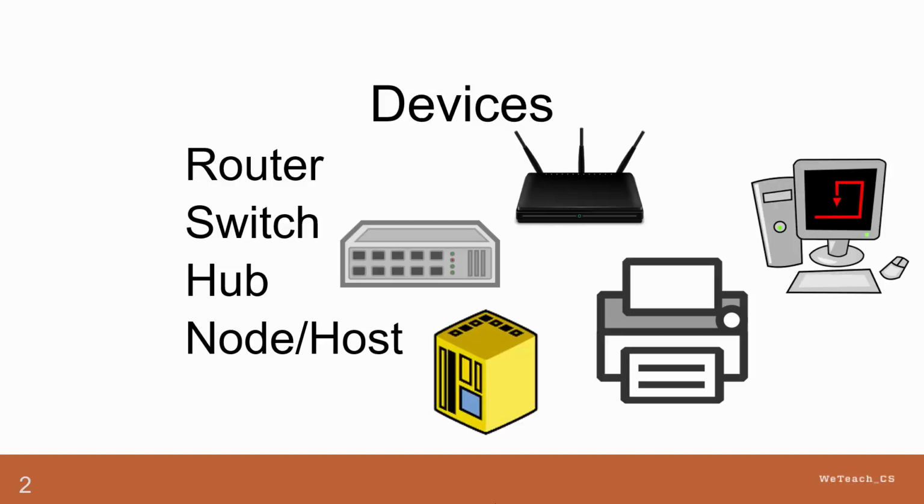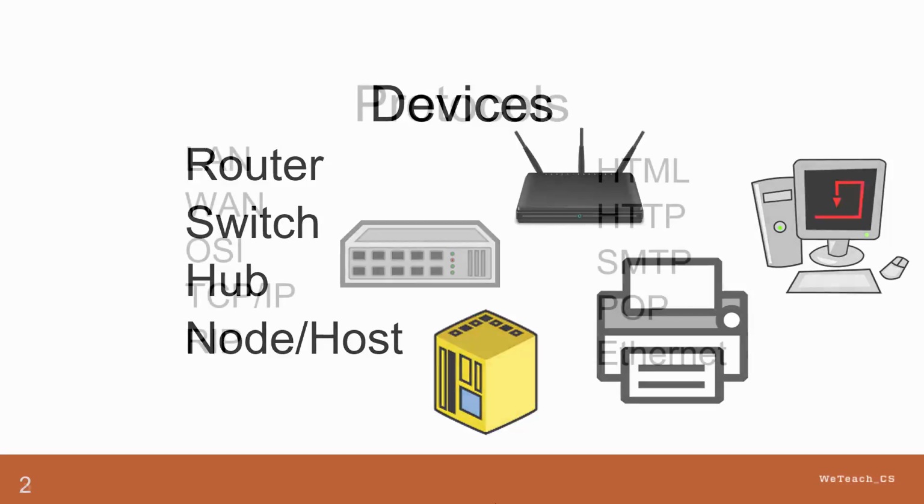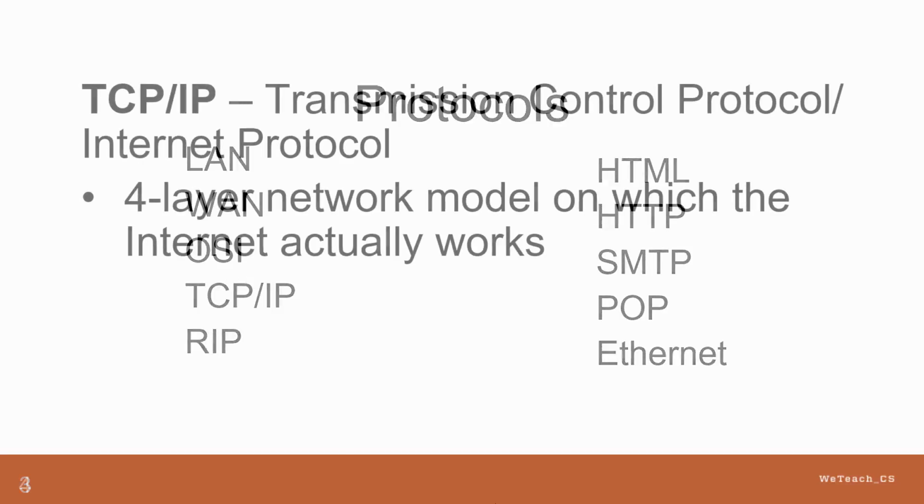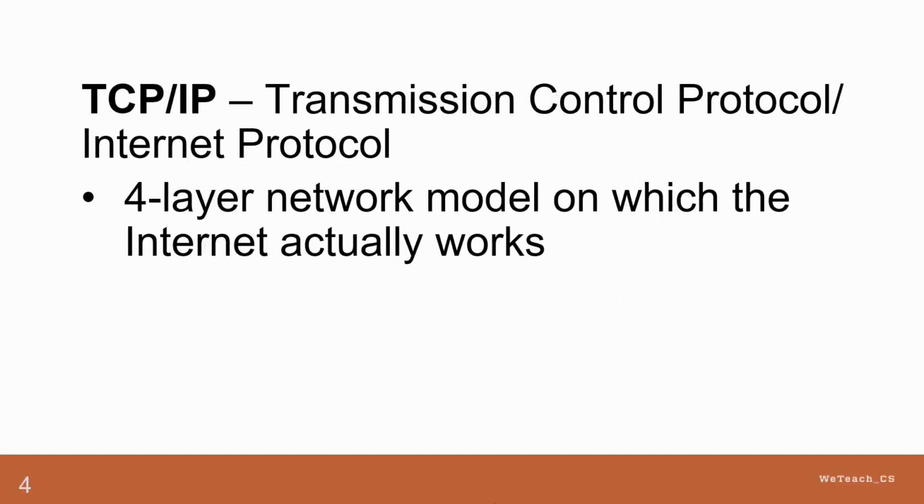A node or host is simply any device within a network, whether it is a router, hub, switch, mainframe computer, printer, PC, or Mac. There are many different protocols that are a part of the networking world, and you need to be familiar with a few of them. TCP/IP is the primary protocol of the internet. It is what the ARPANET came up with way back in the 60s. It is what makes the internet work so well.